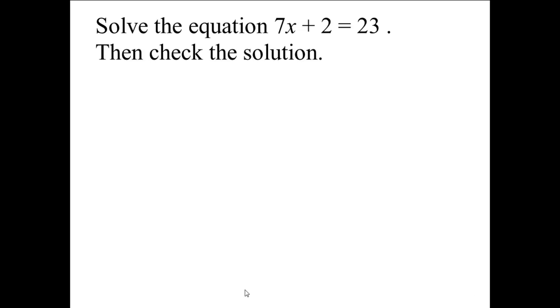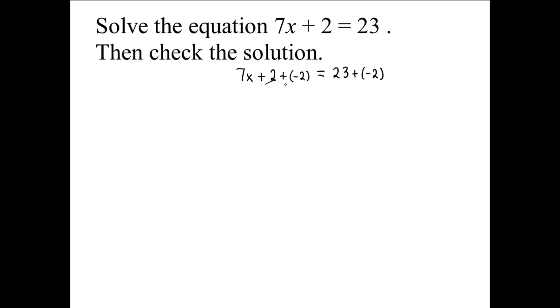Solve the equation 7x plus 2 equals 23. Then check the solution. The original equation is 7x plus 2 equals 23. In order to isolate the term with the variable x, we will add negative 2 to both sides of the equation.